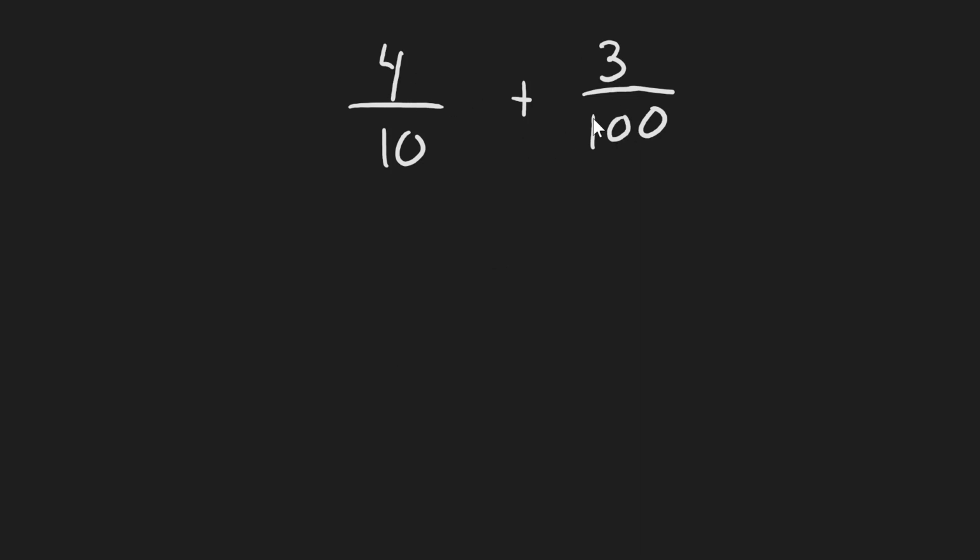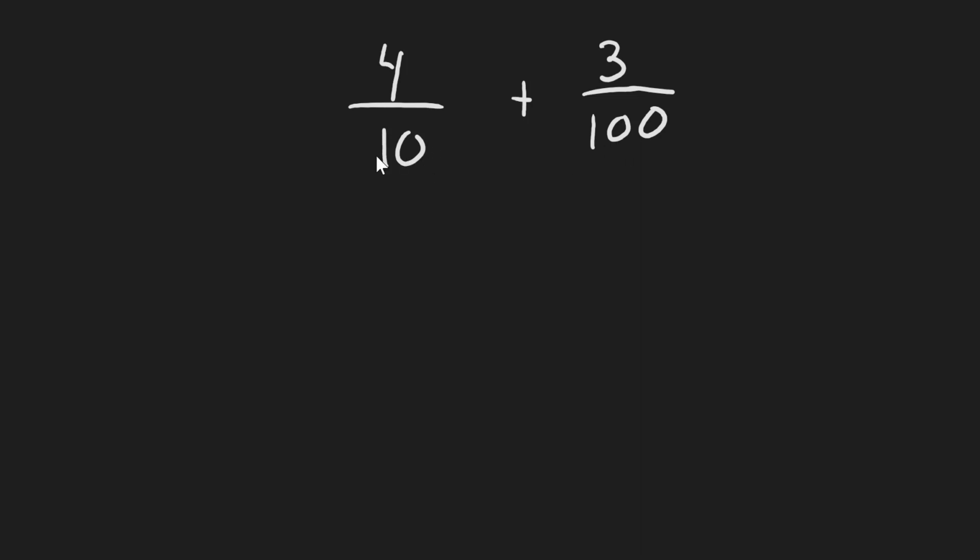How do we do this? Well, when we're adding or subtracting fractions, in this case, adding, we must have the denominators, the bottom number of the fraction, be the same, and we do not have that. So we have 10 in this denominator and 100 in this denominator. We must have these be the same before we do anything else. So how do we do that?